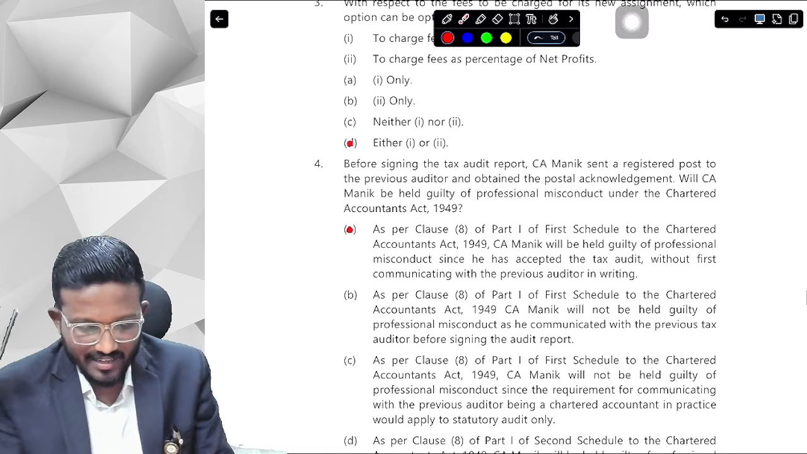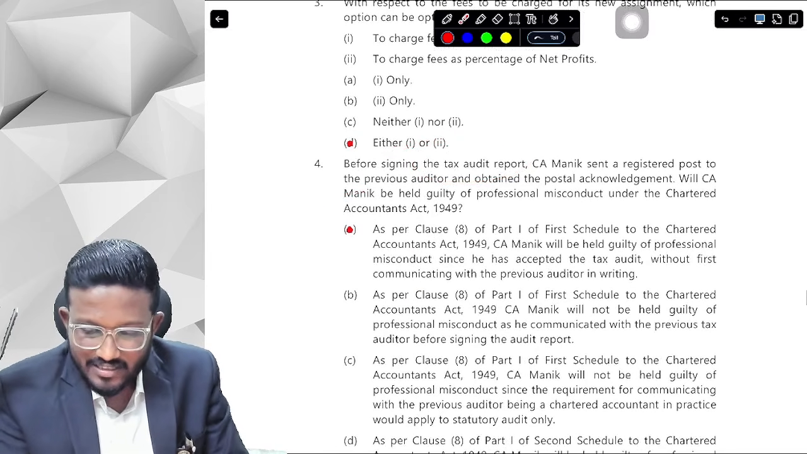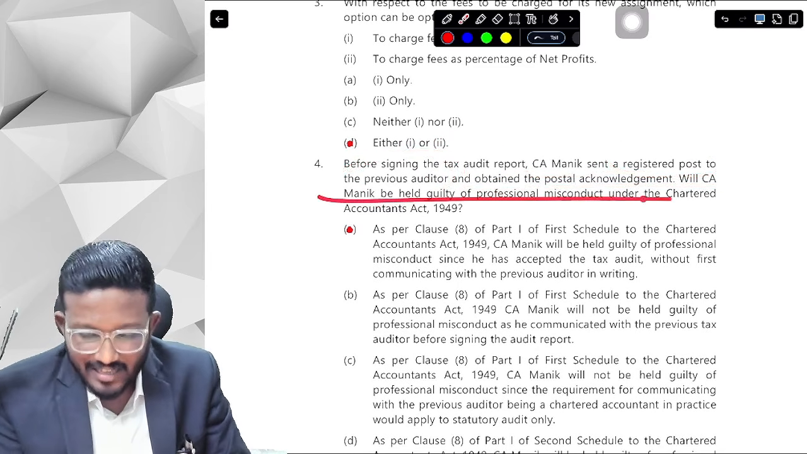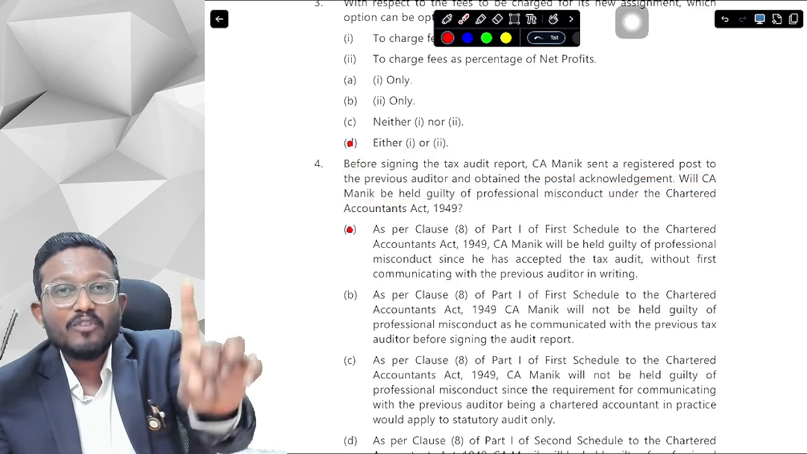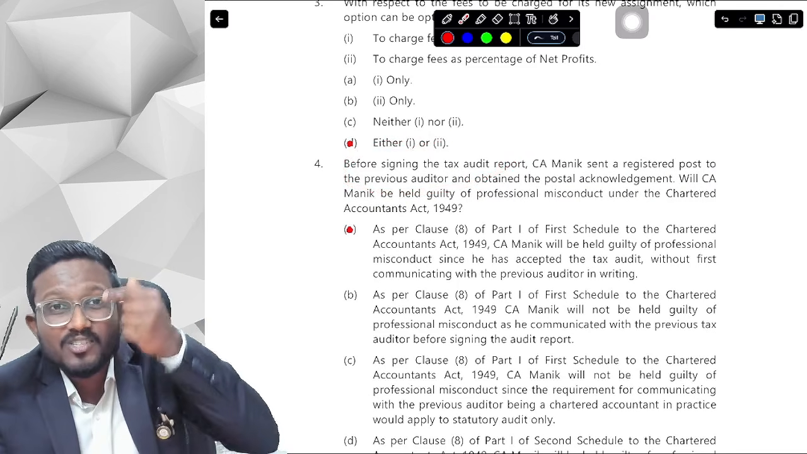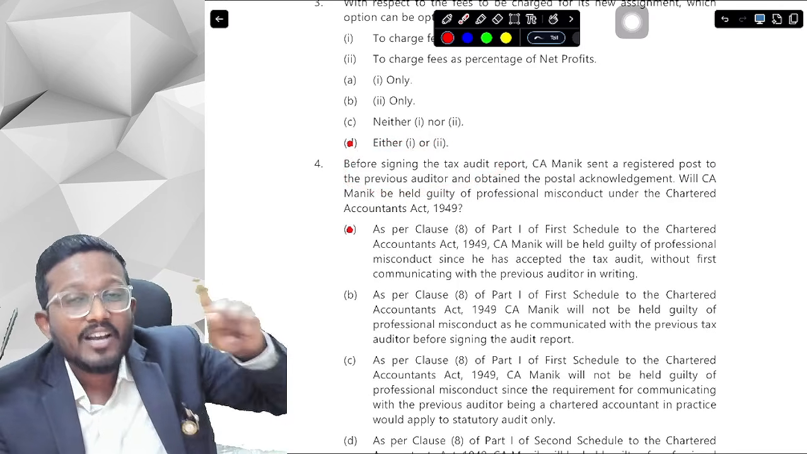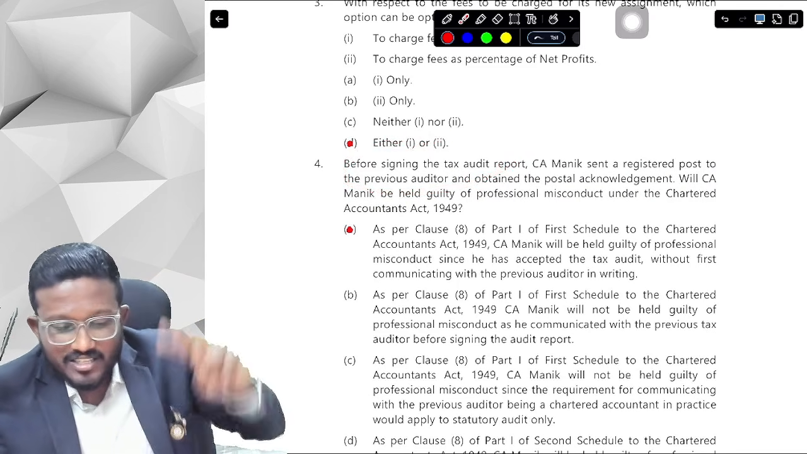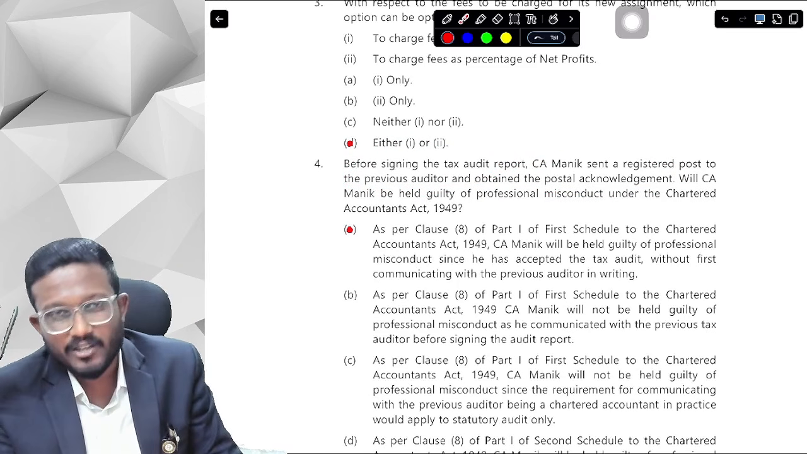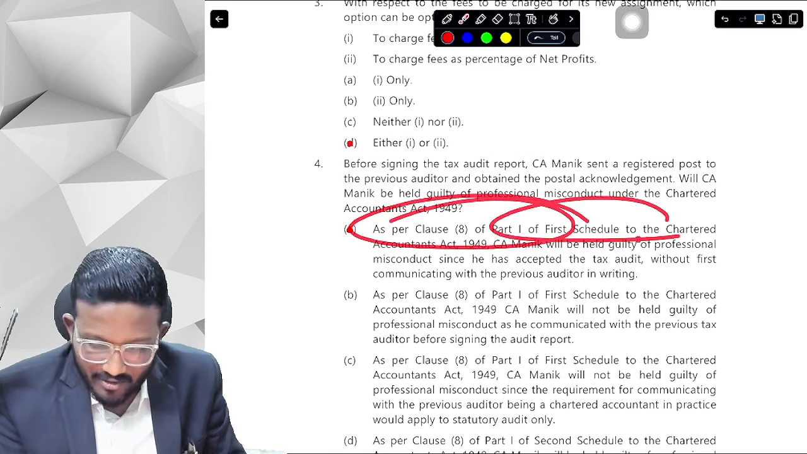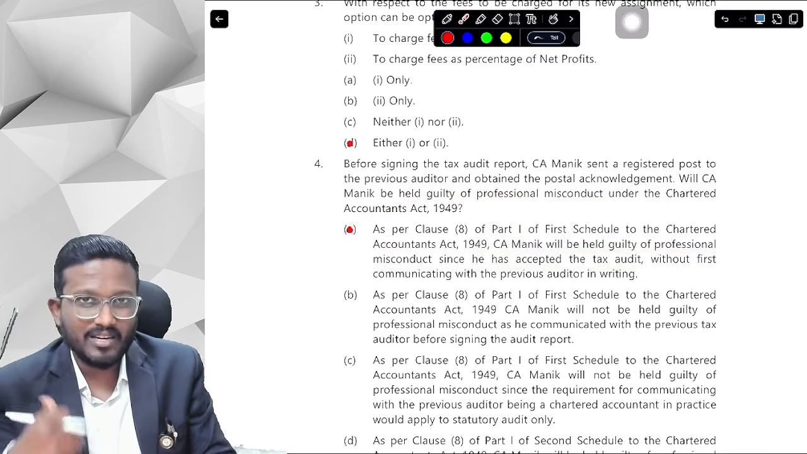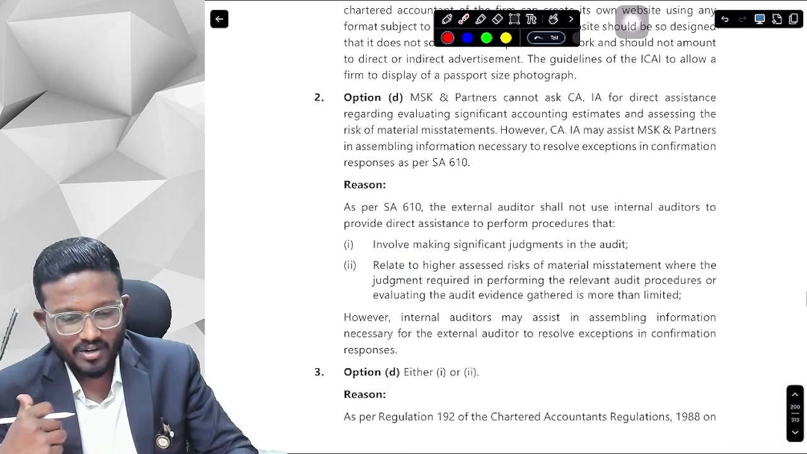Okay, yes sir. Next, before signing the tax audit report, we sent a registered post to the previous auditor and obtained the postal acknowledgement. Will we be held guilty of professional misconduct? Yes sir. First of all, it should not be before signing the tax audit report. It should be before accepting the tax audit engagement. You should communicate to the previous auditor, and not just by obtaining the postal acknowledgement. You should communicate by registered post acknowledgement due. So here, as per clause 8, Part 1, First Schedule, CA Manik will be held guilty of professional misconduct because he had accepted the tax audit without first communicating with the previous auditor in writing.